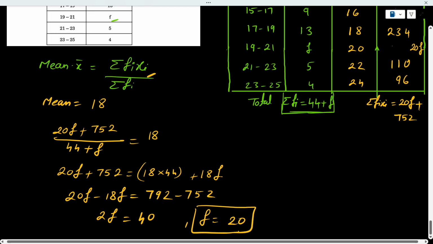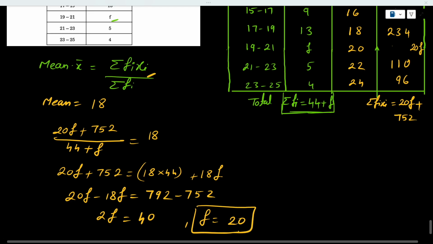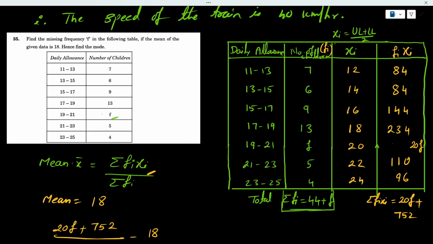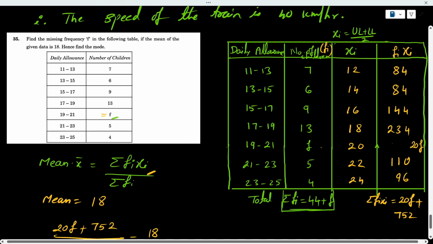So here the missing value is 20. Now for mode, you don't need to redraw the table, because here I can write down in my table, this is 20. Now the same table you can refer for mode.